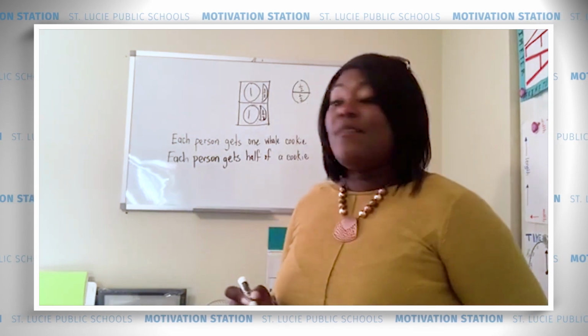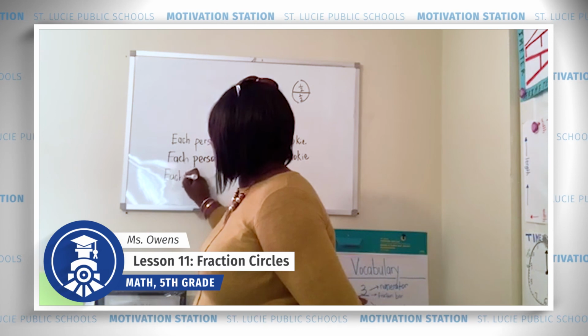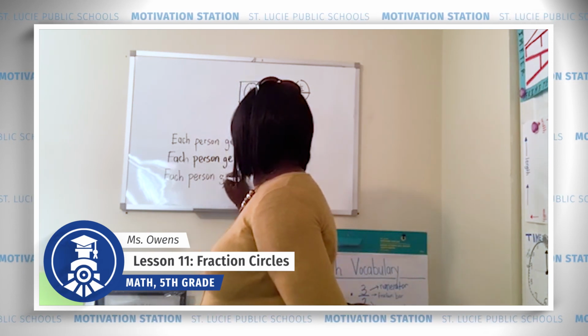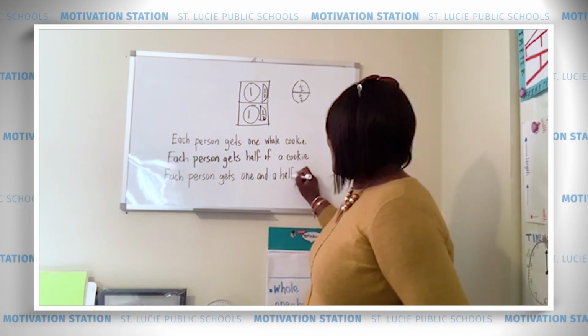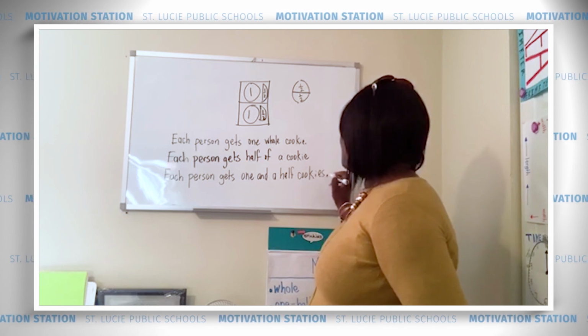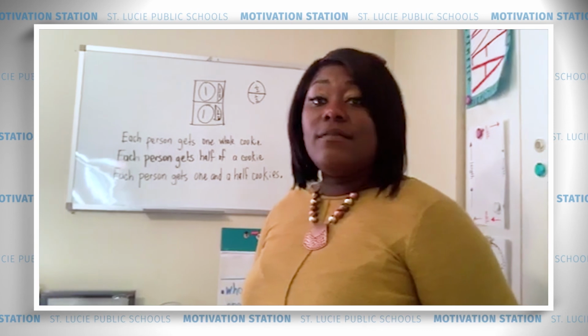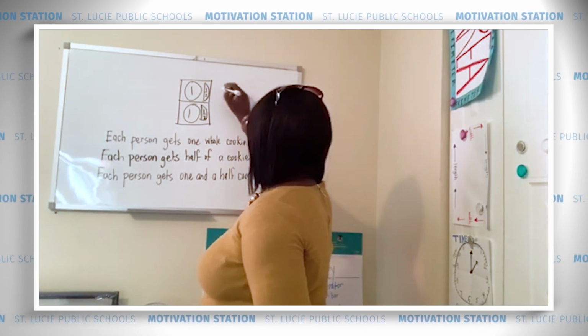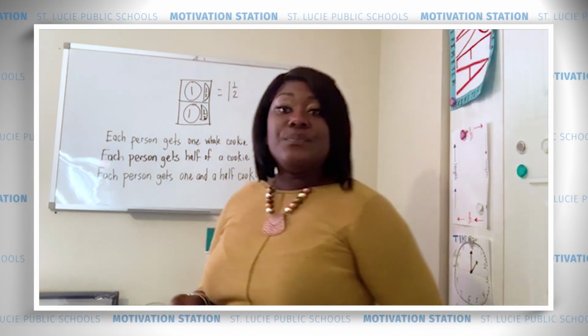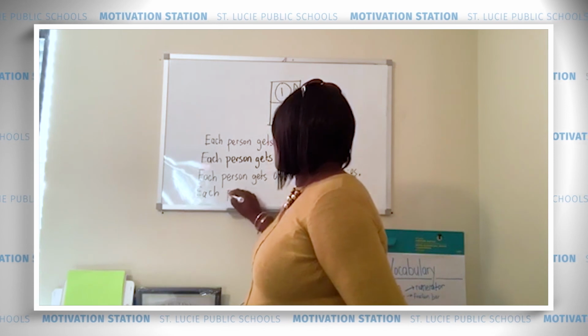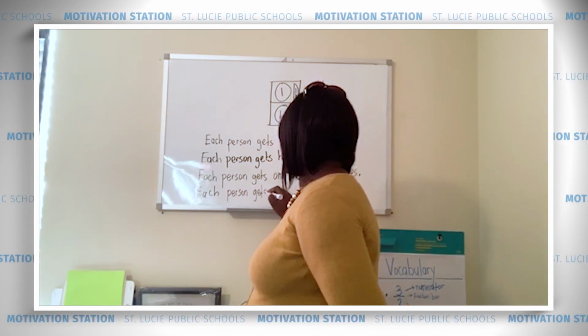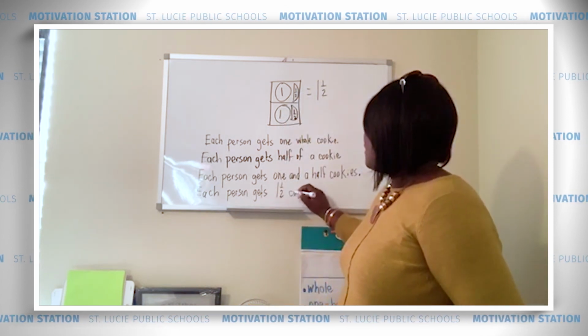How many cookies does each person have at this point? 1 1/2. Each person gets 1 1/2 cookies. And how do you represent 1 1/2 as a mixed number? 1 1/2. Each person gets 1 1/2 cookies.